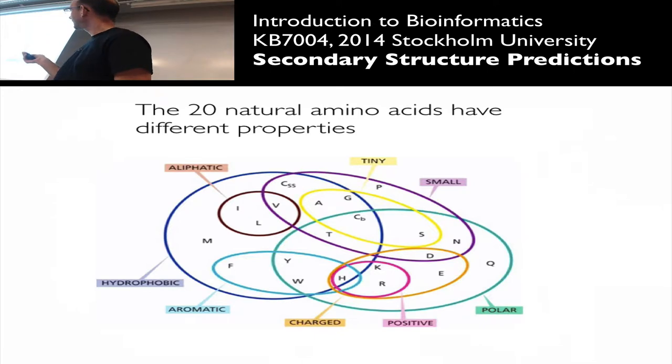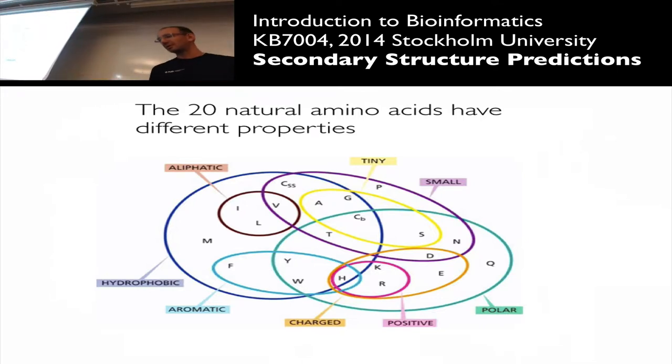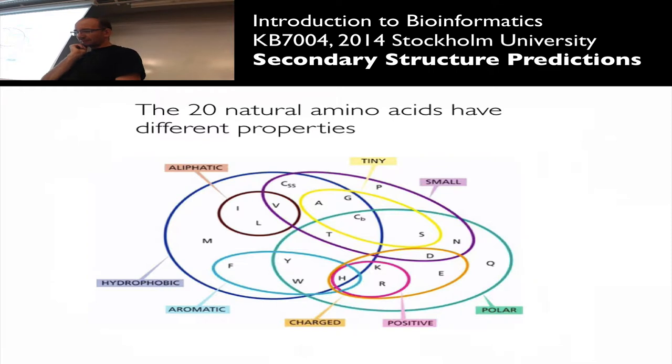So anyway, there are different groups, and they're overlapping. It's not easy to classify in one dimension. You need two, or at least three dimensions, probably.